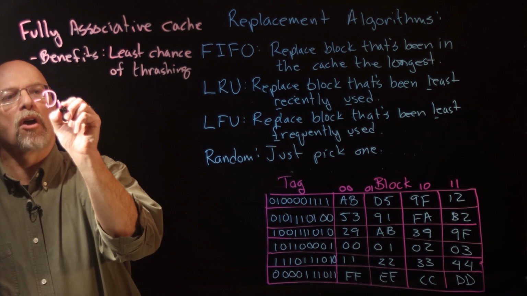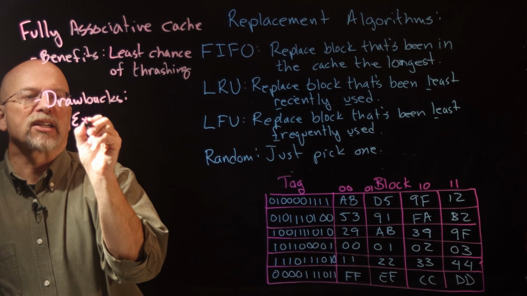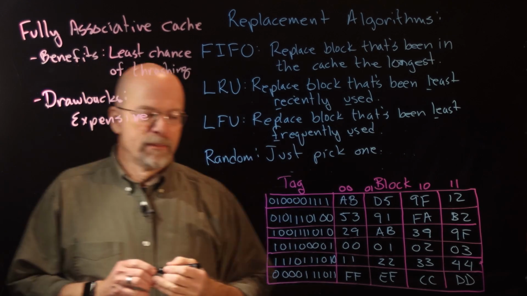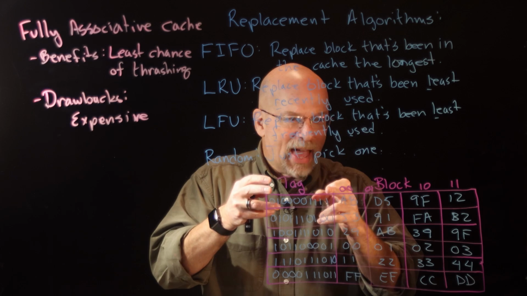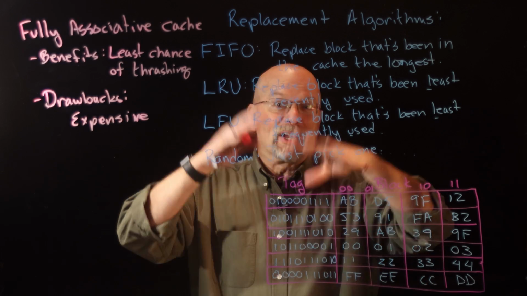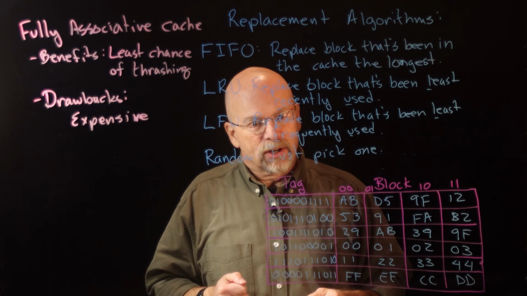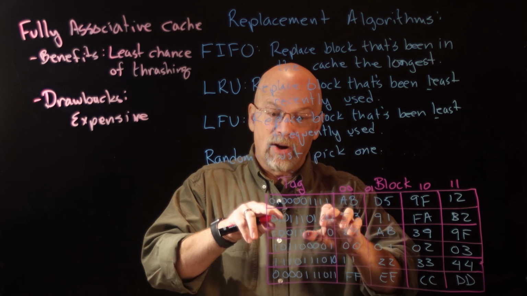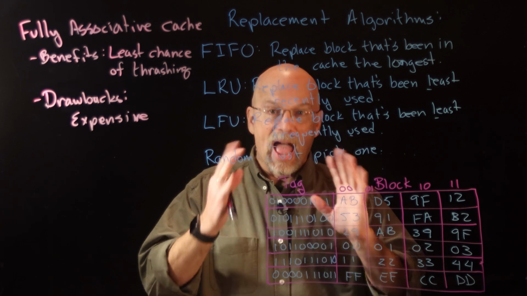But we do have two drawbacks. First of all, they're expensive. Why are they expensive? Well, the reason is that whenever we come up with that block ID and have to compare it to all of the tags, so we're comparing it to all of the tags, bam, at once, that takes a lot of hardware to do. And so that makes it very, very expensive. There's basically a compare operation being done on every single one of those tags with the block at one time.